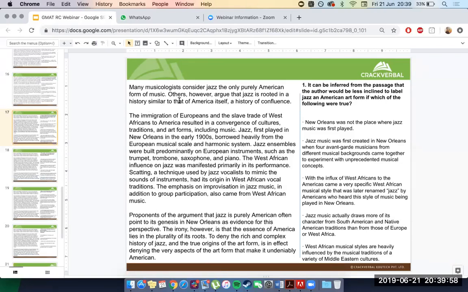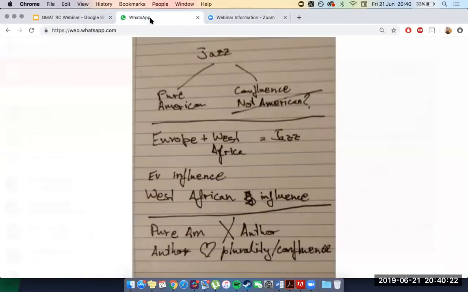So many musicologists consider jazz the only purely American form of music. Others, however, great. So we know immediately that there is a conflict and a divergence in opinions. Others, however, argue that jazz is rooted in a history similar to that of America itself, a history of confluence. Great. So there's two sides of the argument, right? There's jazz is purely American and jazz is history's confluence, possibly not purely American. Like possibly, it's saying pure American versus not pure American.